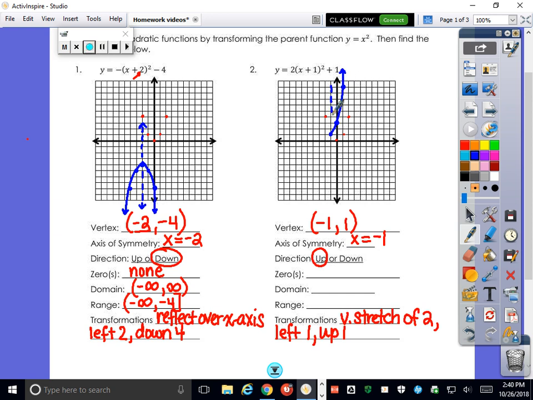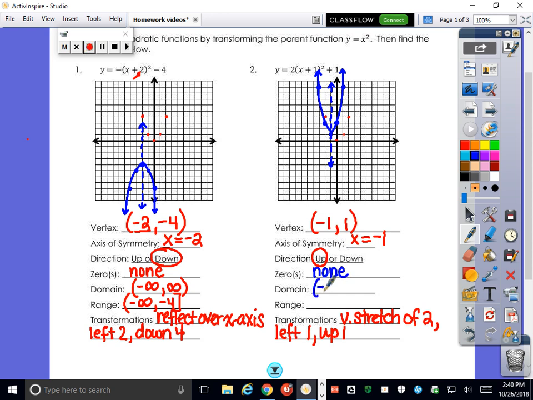Okay, so these are the 3 points on the right side of the graph. Remember, there's this axis of symmetry that runs through here. So all I have to do is mirror image that on the other side. So this one's going to be here, and this one's going to be up there. And I have the other side of my graph. Okay, so zeros, if you notice, it's above the x-axis and it's opening up. So again, we have none. It's never going to cross the x-axis.